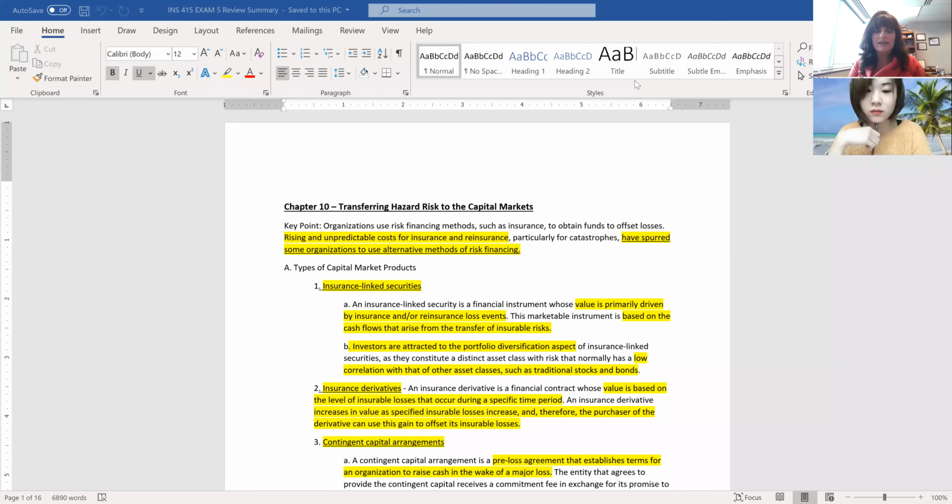All right, let me share my screen to do a quick review, since we haven't really talked about either of these chapters. Both are pretty simple chapters, and they don't necessarily appear like any other insurance topics we've talked about in the past. Can everybody see my screen? Okay. So chapter 10 was about coming up with alternative ways to transfer risk using the capital markets.